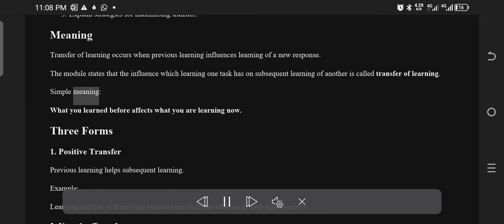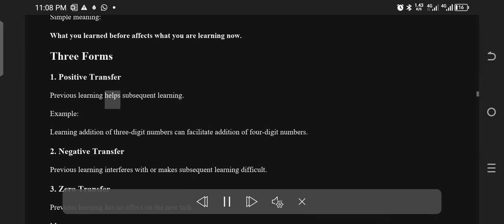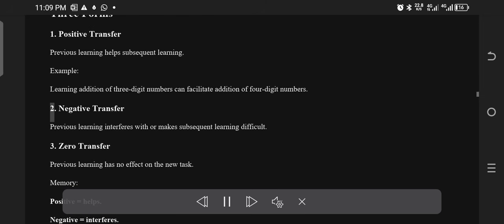Simple meaning. What you learned before affects what you are learning now. 3 forms. 1. Positive transfer. Previous learning helps subsequent learning. Example. Learning addition of 3-digit numbers can facilitate addition of 4-digit numbers. 2. Negative transfer. Previous learning interferes with or makes subsequent learning difficult.